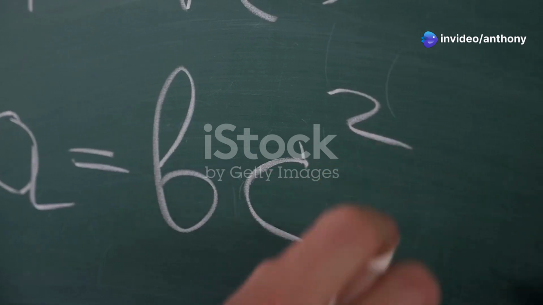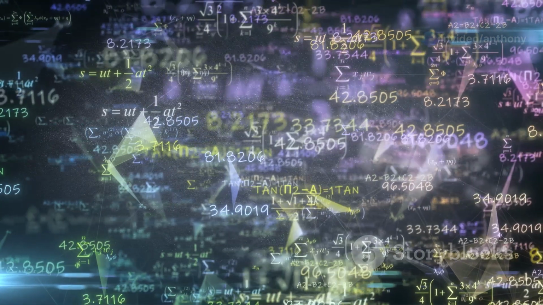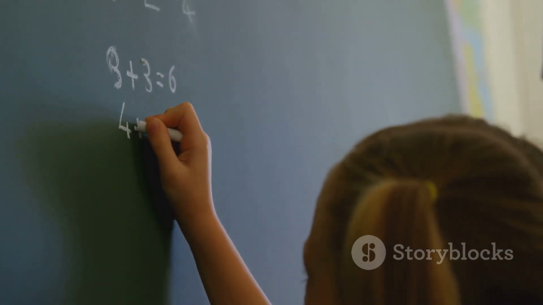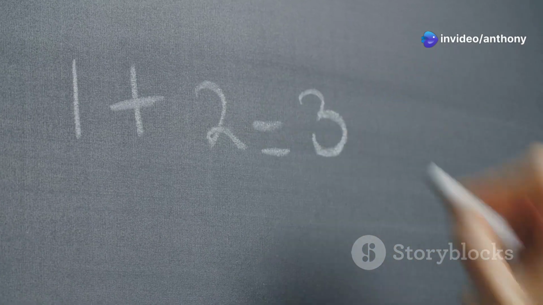Let's tackle 3/4 minus 1/8. Just like in addition, we need a common denominator. The least common denominator for 4 and 8 is 8. We convert 3/4 to 6/8. Now we can subtract the numerators. 6 minus 1 equals 5. Our answer is 5/8.